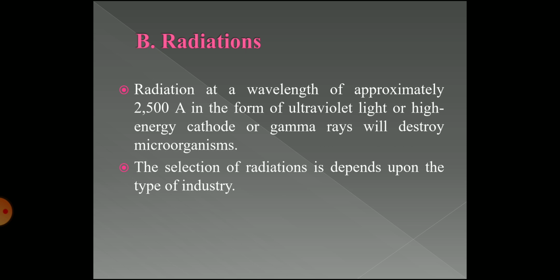Second is radiation. The selection of radiation depends totally upon the type of food product and the type of industry. But approximately, we use radiation at the wavelength of 2500 Angstrom in the form of ultraviolet light, high cathode energy or gamma rays, which lead to destruction of microorganisms.